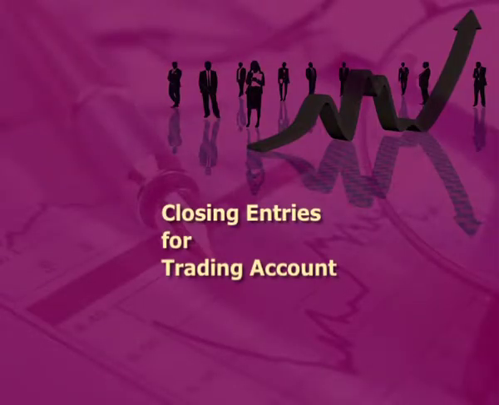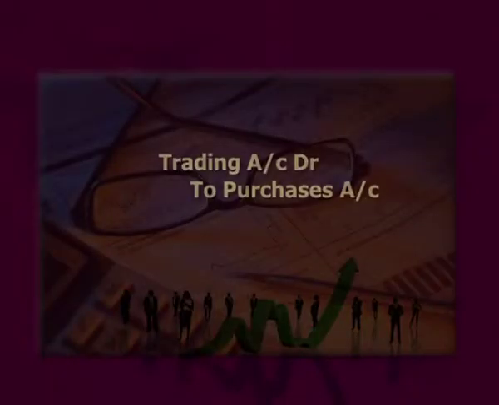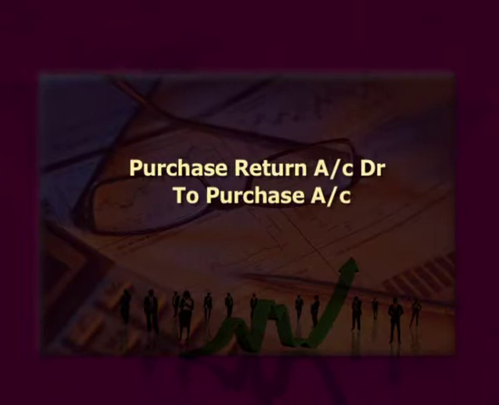Now, the closing entries for trading account are: for closing purchases account, trading account is debited to the purchases account. For closing purchase return account, purchase return account is debited to the purchase account. That is, net purchases are shown in the trading account. Purchase returns are shown as a deduction from purchases instead of being credited to the trading account.